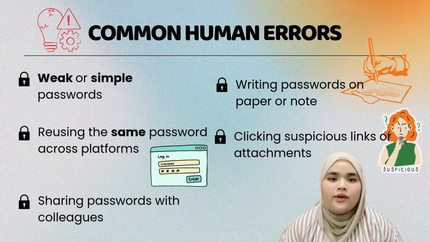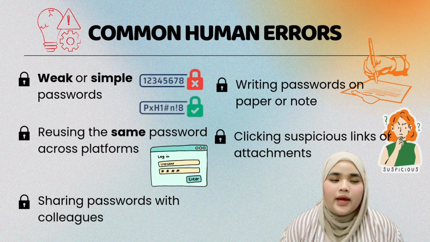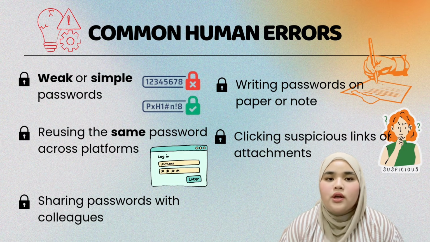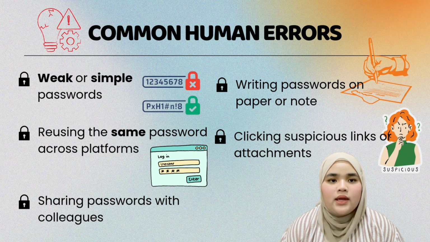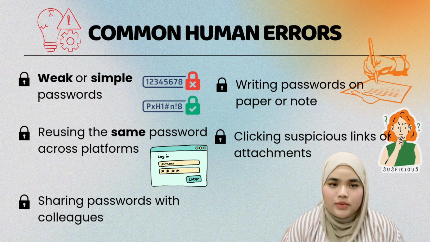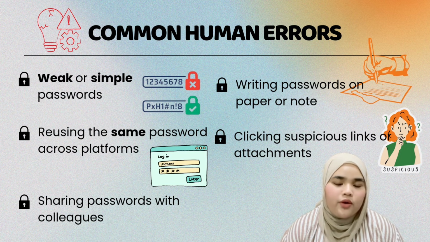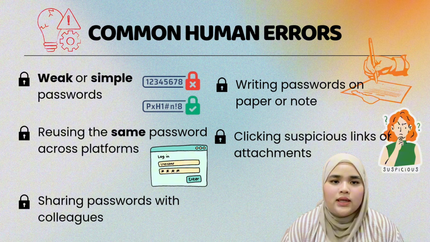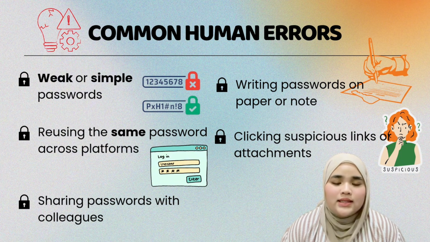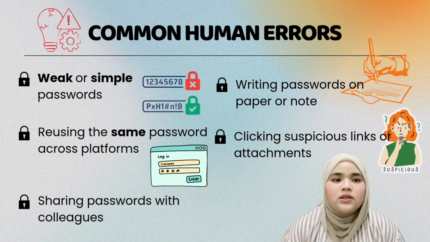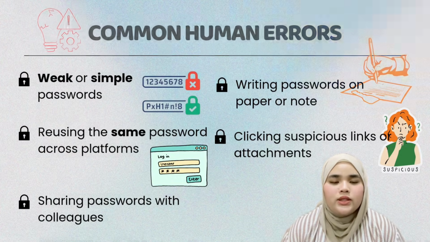Next, common human errors. There are several common human errors in cybersecurity. One of the most common is using weak or simple passwords that are easy to guess. Another mistake is reusing the same password across different platforms. People also write passwords on paper, share them with colleagues, or click on suspicious links and email attachments. These actions increase the risk of unauthorized access and data breaches.